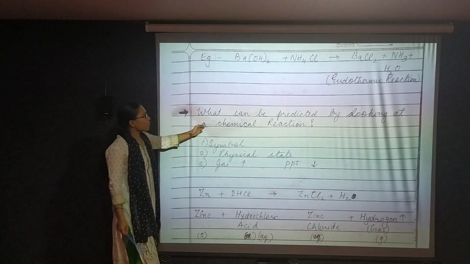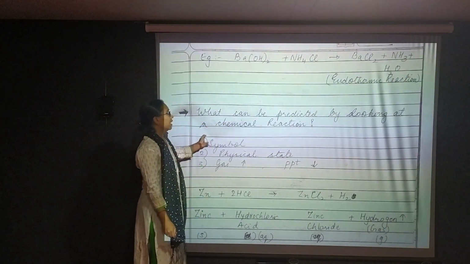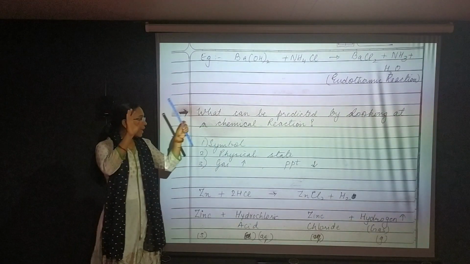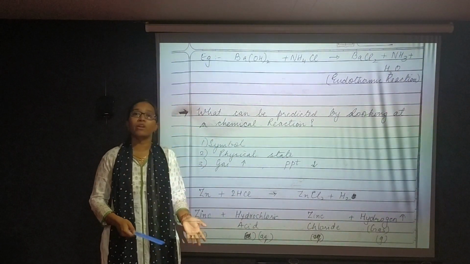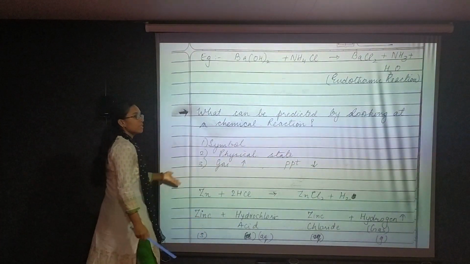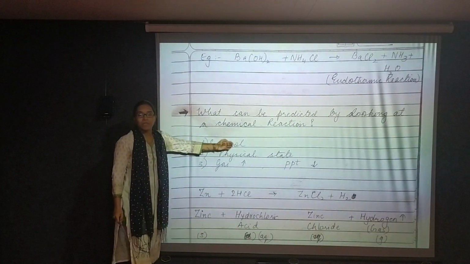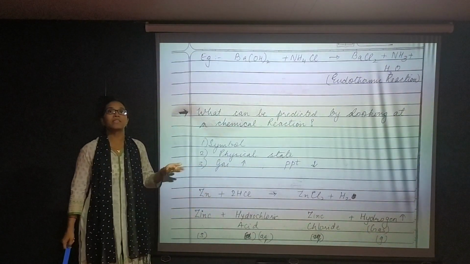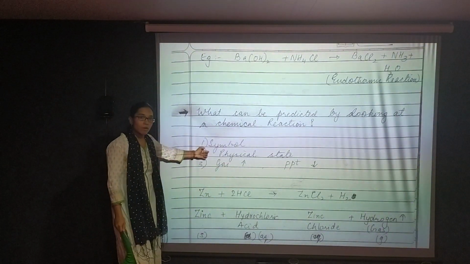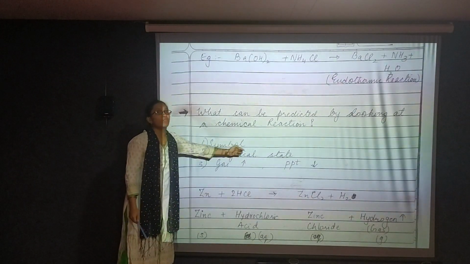Next is what can be predicted by looking at the chemical equation. Now you would have been given a chemical equation. What things do you have to detect from that chemical equation? First, you will know the symbols: Zn, zinc; HCl, hydrochloric acid; H2SO4, sulfuric acid. You can get the symbol of all the elements. You can know the physical state.